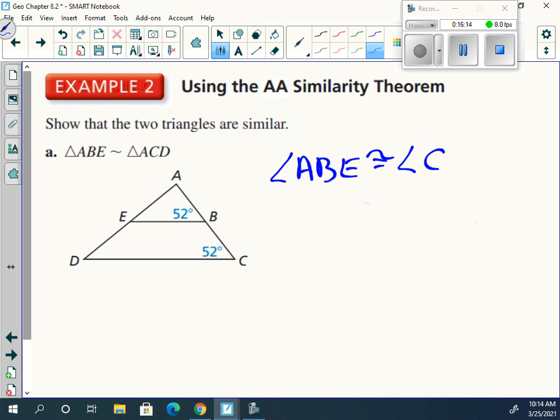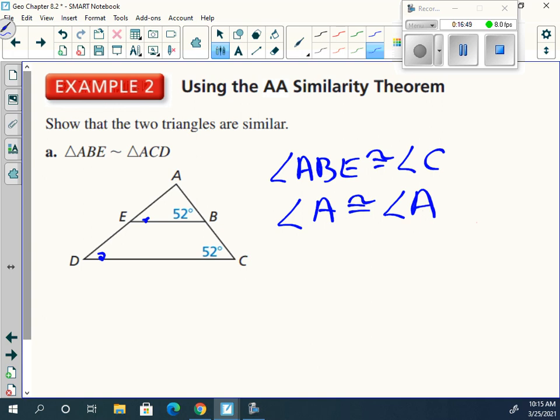Because I can't say anything about AEB, this angle here, or this angle here, because I don't know if they're parallel. I don't have anything else with that. But what angle do we know is similar in both? There's something shared in both. It's angle A in both. So really, angle A is congruent to what?